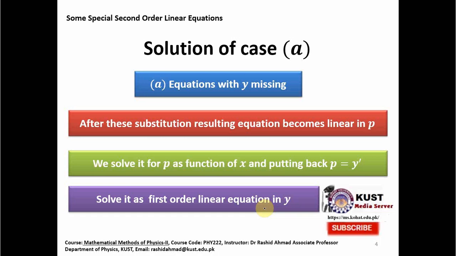We make substitution of y prime and y double prime and get the equation in terms of a new variable, let's say called p, and then it is a linear first order differential equation. We solve it for p, and then we put back the p as a y prime, but it's again a linear first order differential equation. We solve it again for y and get the final solution. Okay, so far so good.